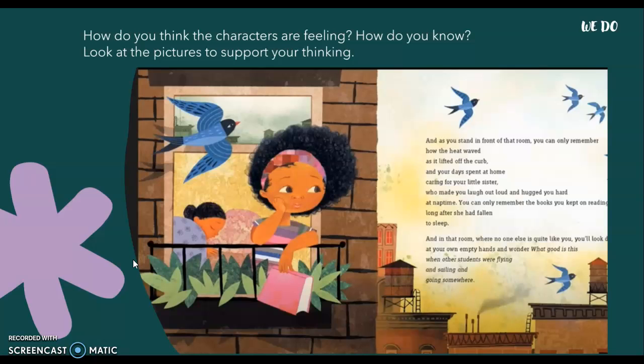So use the sentence frame we had talked about before. I think the character is feeling blank because. Also, you can use the clues in the text that said, "What good is this when other students were flying and sailing and going somewhere?" Her days were spent at home.